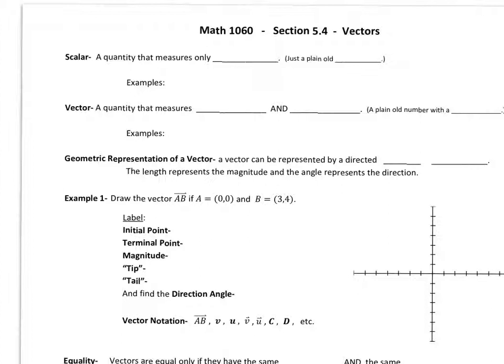All right, so a scalar, remember, is a quantity that measures only distance, or in vector speak, it's called magnitude, right? Magnitude, okay? And it's just a plain old number. So examples would be like pounds, 5 pounds, 40 miles per hour, something like that.